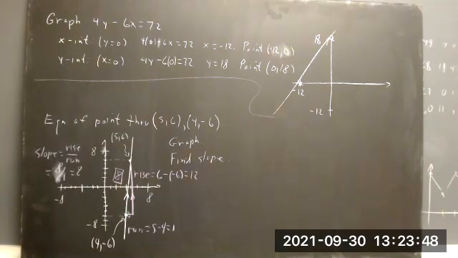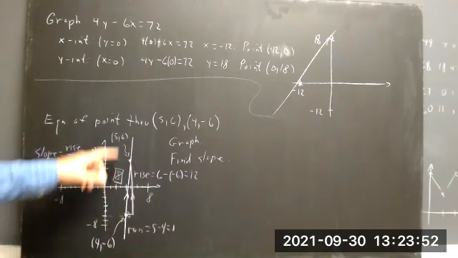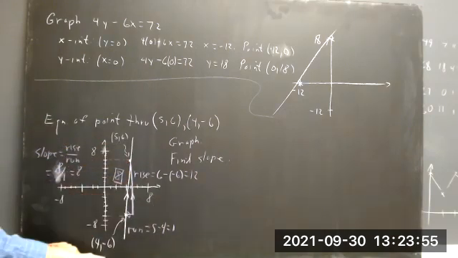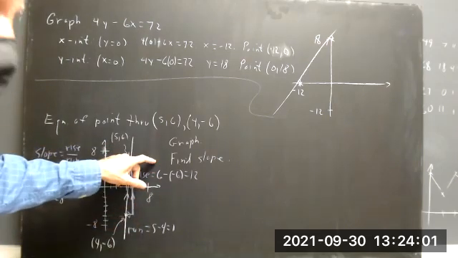Very straightforward. Next, find the equation of the line through the points 5, 6 and 4, negative 6. Well, we graph the point 5, 6 and the point 4, negative 6, and that's it. Then we find the slope.